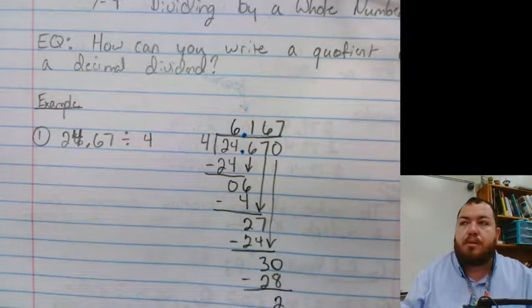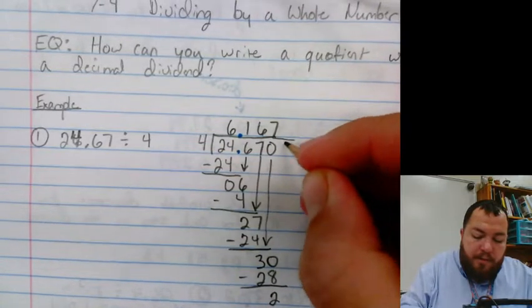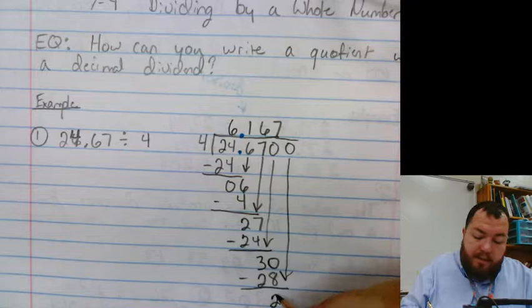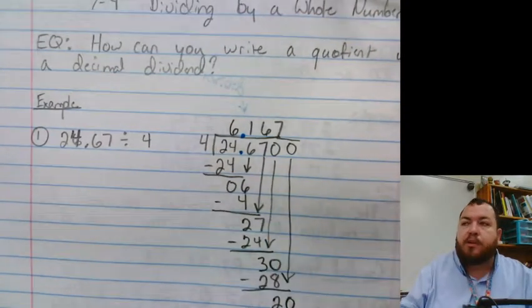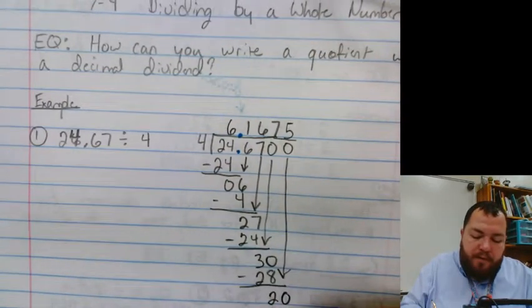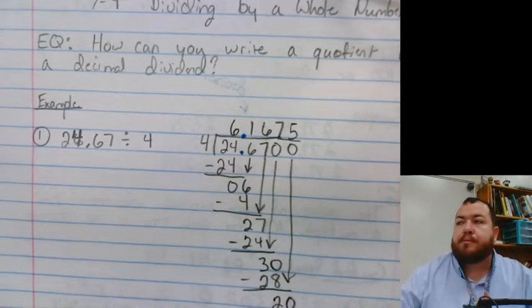Then you put another 0. Another 0. Good job, dude. Another 0. Bring it down. That's going to give us 20. Does 4 go into 20? Yes. How many times? 5 times, right? 4 times 5 is 20. A remainder of 0. Yes.